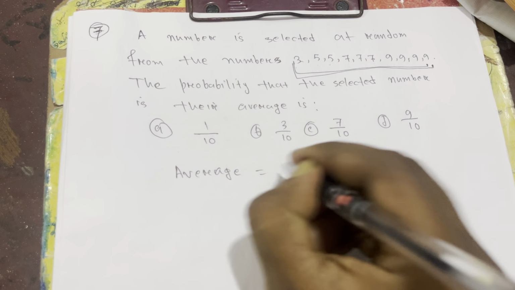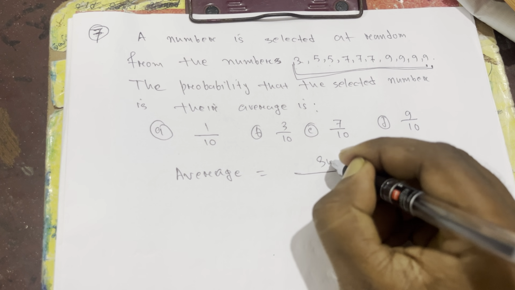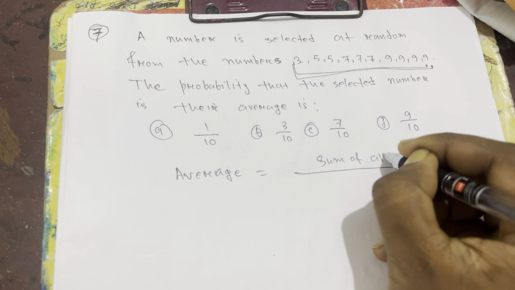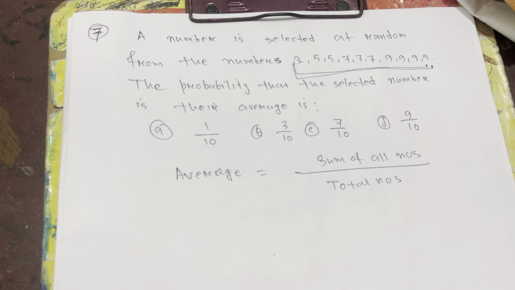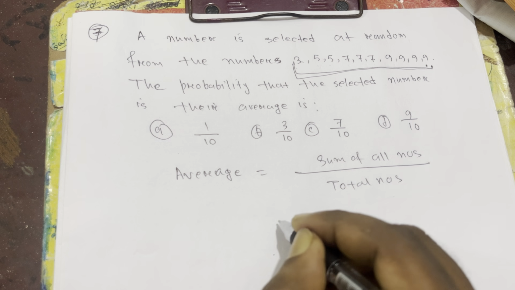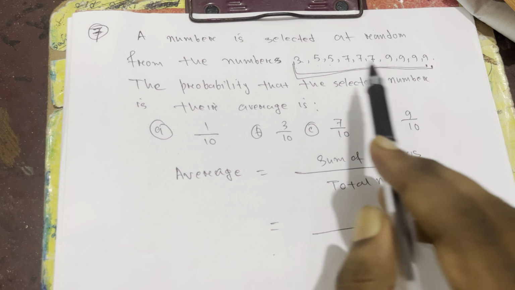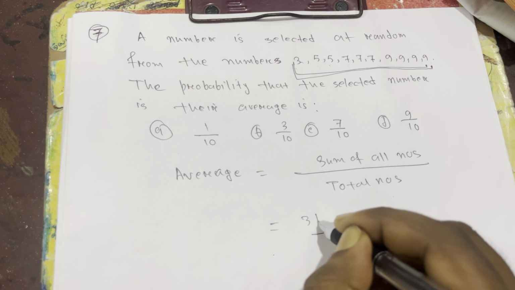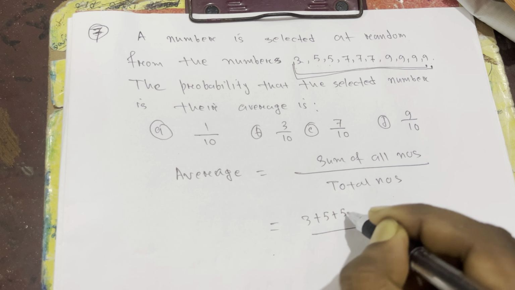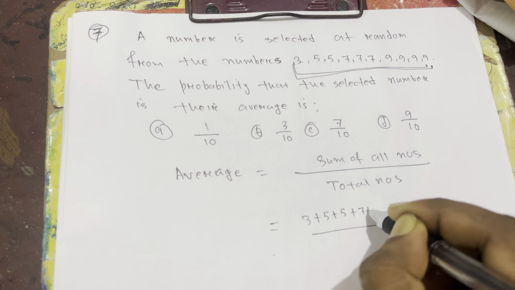For finding the average, we can use this formula. What formula? Sum of all numbers divided by total numbers. So this is our formula for finding the mean, meaning average, of ungrouped data. Sum of all numbers means you have to add 3 to 9, all numbers here. 3 plus how many 5s are here? 2 fives. How many 7s? 3 sevens.